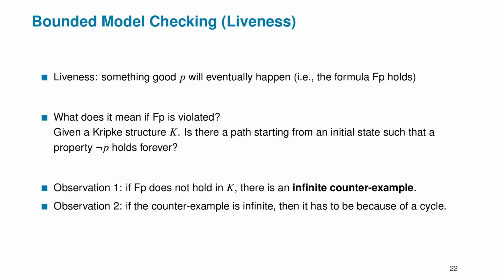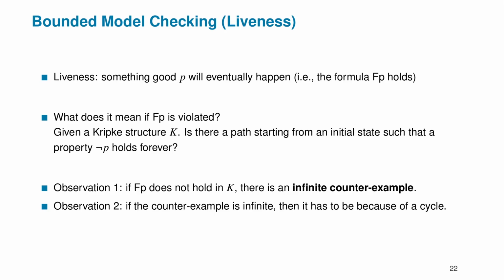Now I would like to show you how another property is checked with bounded model checking as a SAT encoding, and this property is called liveness. In liveness checking, we ask if some good property P will eventually happen on every path. So in other words, if the formula Fp is true for a Kripke structure.